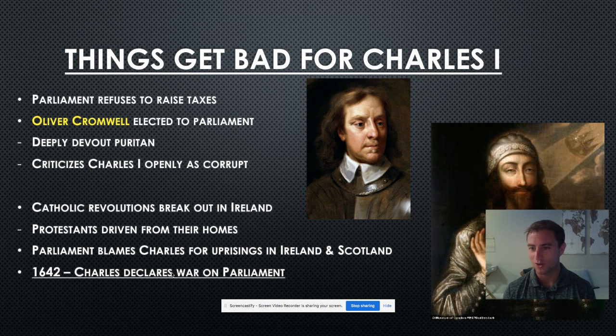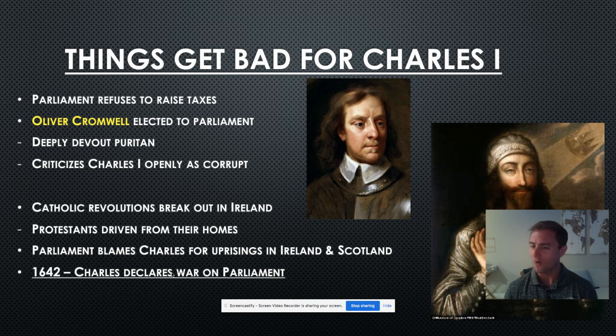And Parliament refuses. And Parliament by this time now has a very outspoken Puritan that was elected to it called Oliver Cromwell. Oliver Cromwell is a very, very devout Puritan. And Puritans want to purify their church, especially in this case, the Anglican Church. Oliver Cromwell believes that Charles I is not serving the best interests of God. He says that our church needs to be purified. And because of this, Oliver Cromwell is going to openly criticize Charles as being corrupt. He's saying, you are violating our Constitution, you are violating God's will.